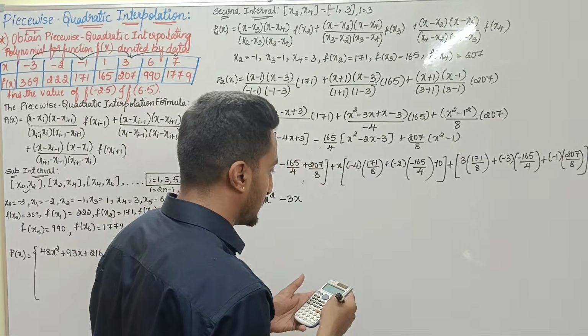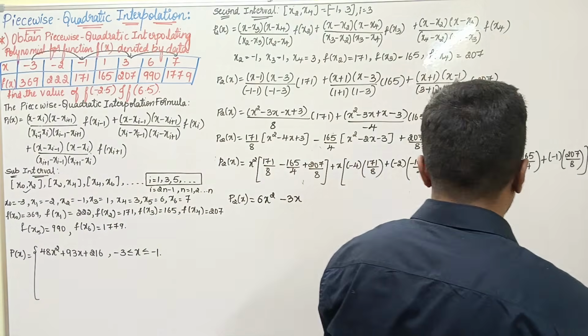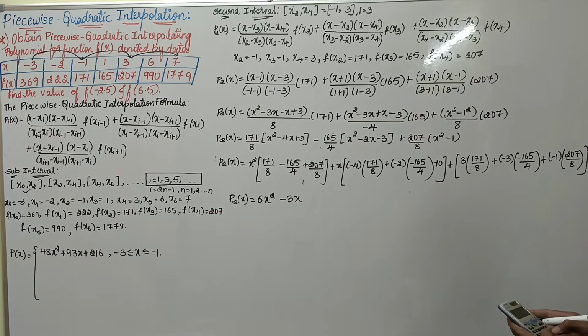The last, the constant, that is 3 into 171 divided by 8 plus minus 3 into minus 165 divided by 4 plus minus 1 into 207 divided by 8.